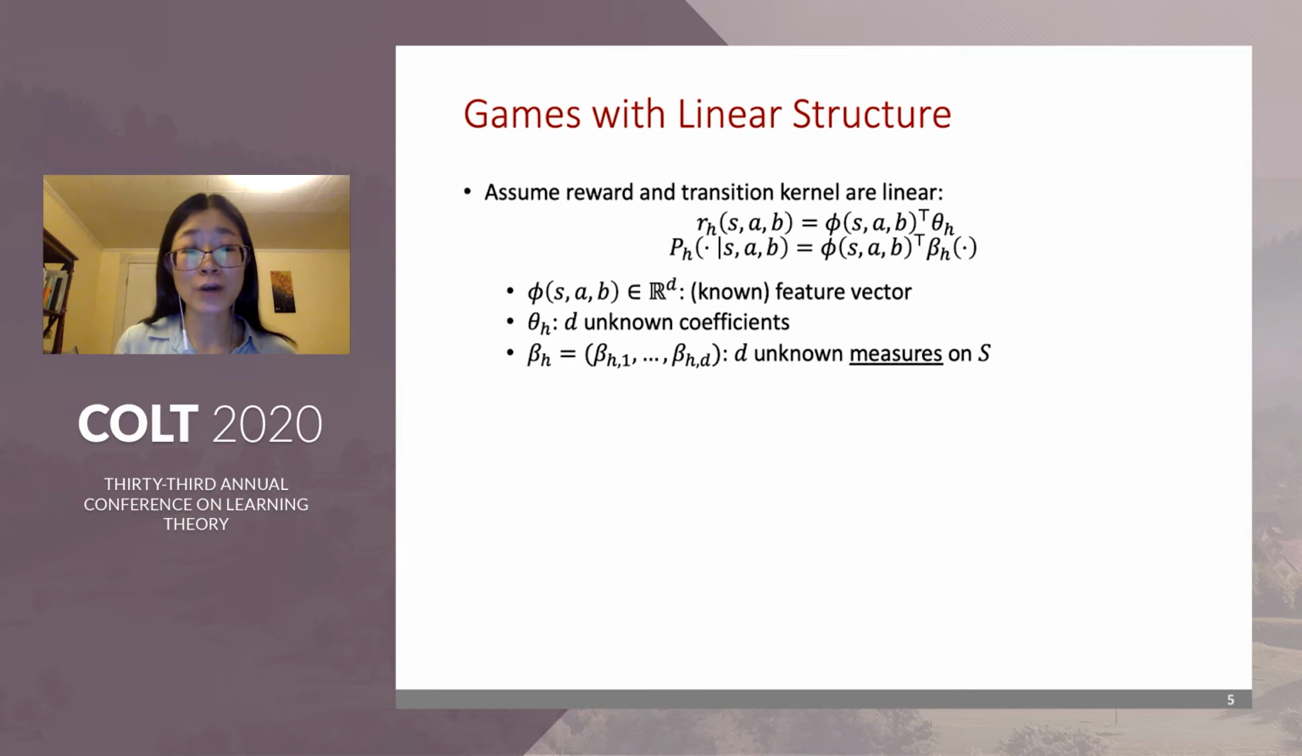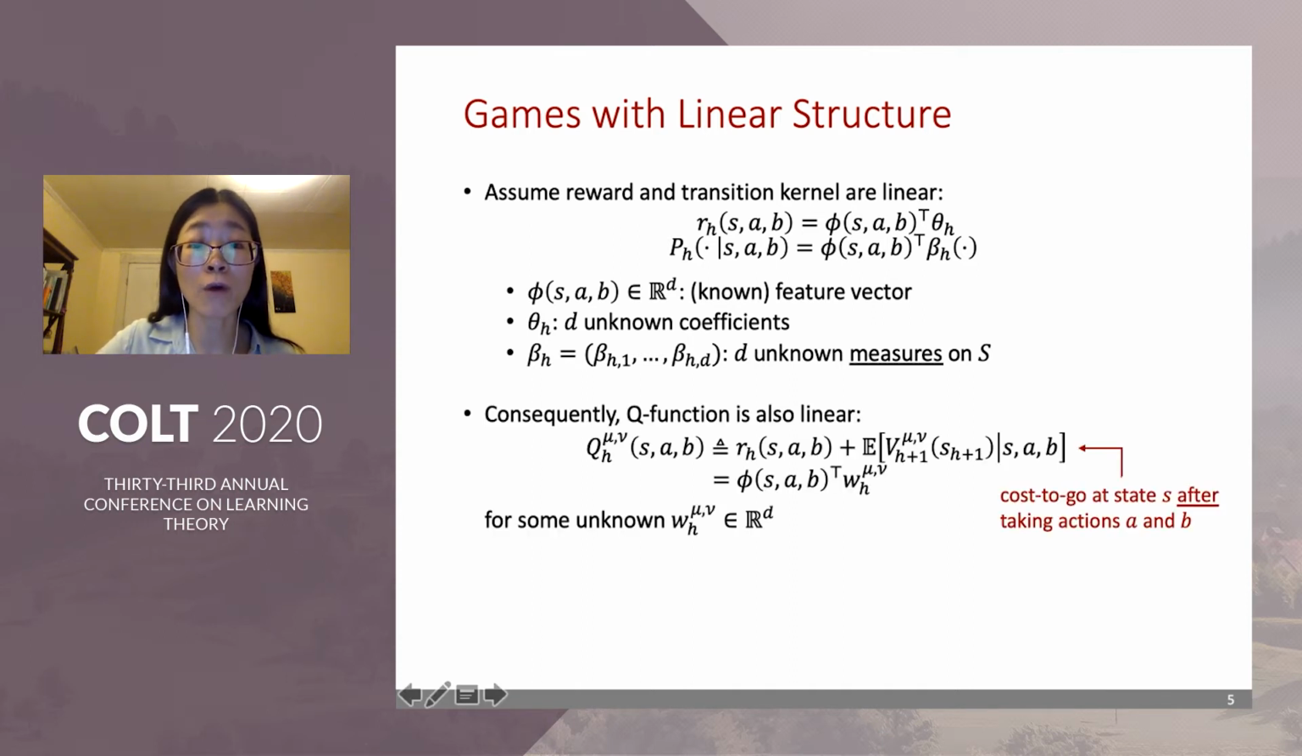To incorporate function approximation, we assume that the reward and the transition kernel are linear. So here, phi is a d-dimensional feature vector, theta is the d-dimensional unknown coefficients for the reward function, and beta is the d-dimensional unknown measures on the state space. Under this assumption, the Q function is also linear. Here the Q function is defined in a similar manner as in the MDP setting. So it represents the cost-to-go after taking actions A and B, and then following the policy mu and nu.